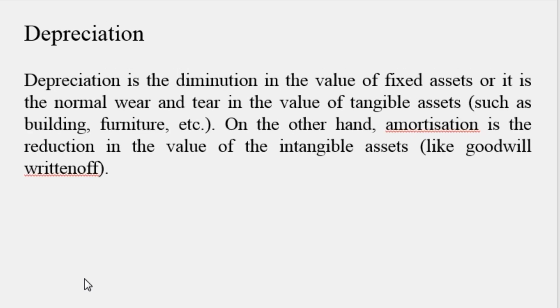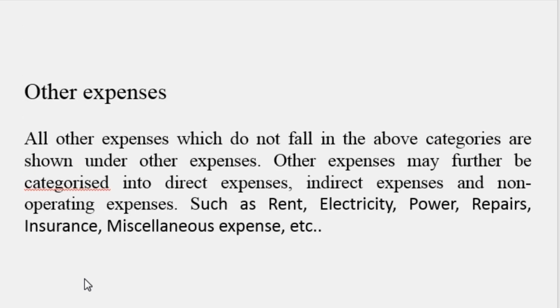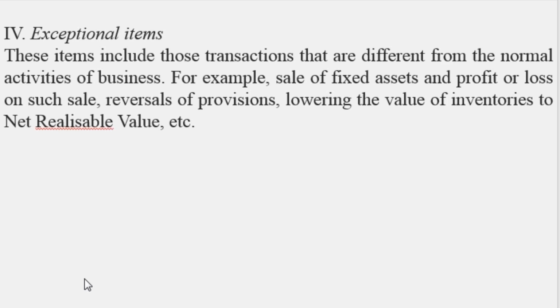The next one is depreciation. You already studied depreciation in the 11th. It means the diminishing value of fixed assets during the period of time, which we record under the depreciation heading. Amortization is for intangible assets. Other expenses: whatever items above we have seen, some things are not recorded in those expenses. All of those are recorded in other expenses, like rent paid, electricity, power and repairs. The next one is exceptional items.